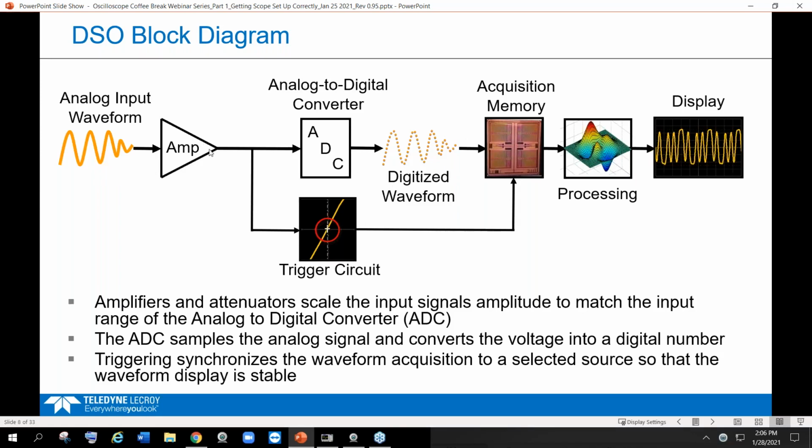And of course, we have the trigger circuit, which gets a piece from the amplifier here, and it has its own bandwidth as well, by the way. With the source that we've selected, it helps us get a nice stable display and define where in the waveform, where in the electrical signal, we want to focus our reference point. So that's just the general block diagram. We'll use this as we go through.